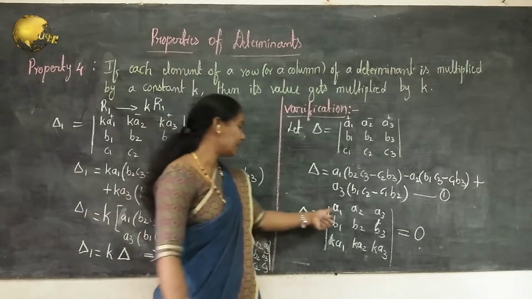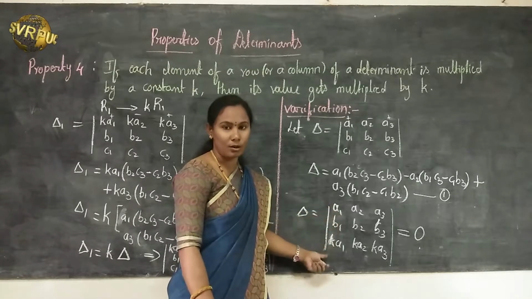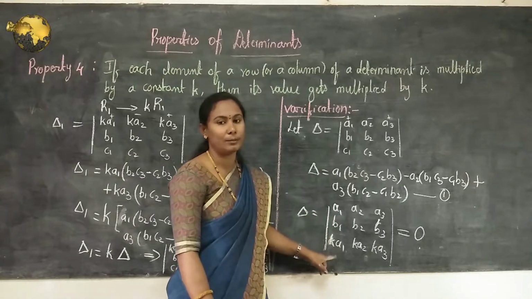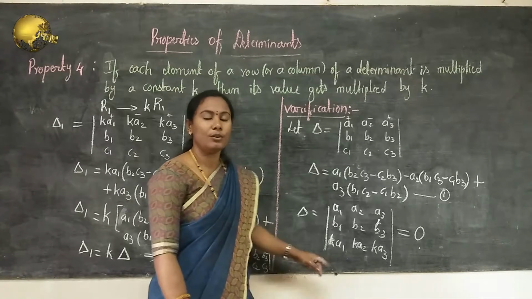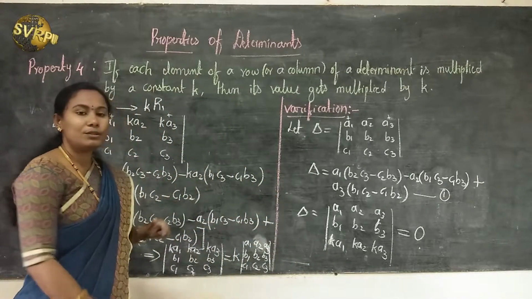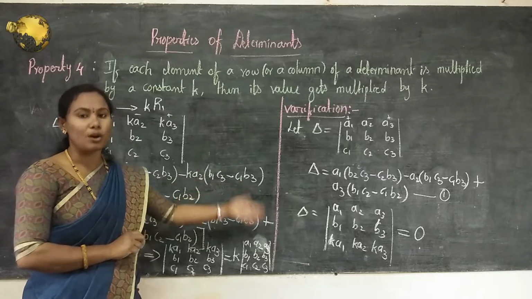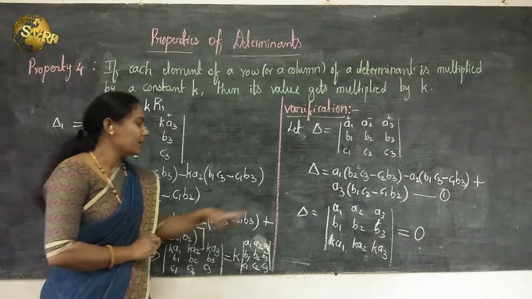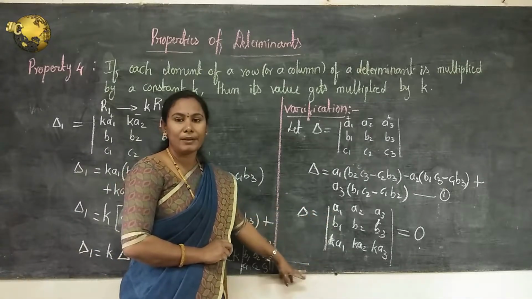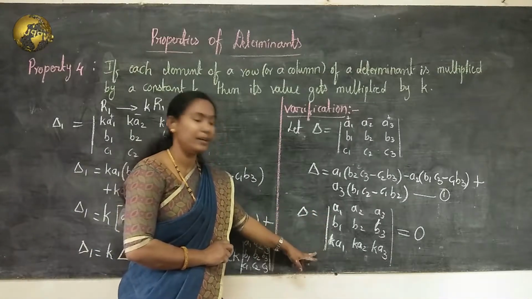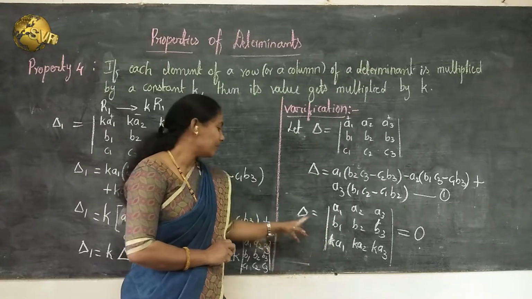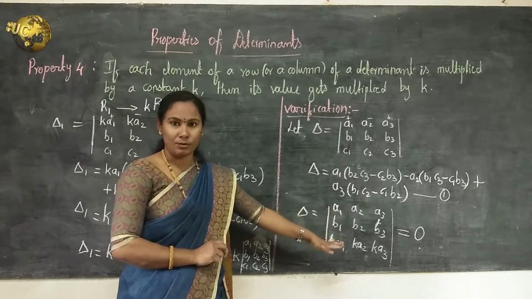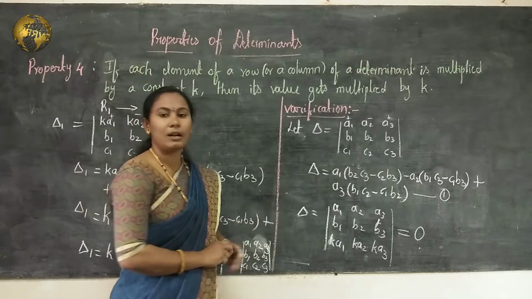We can say that if any two rows or any two columns are proportional, then the value of the determinant is 0. So from this property we come to know that we can take out any common factor from any row or any column, and also if the corresponding elements of any two rows or any two columns are proportional, then the value of the determinant is 0. Let me take one example for this.